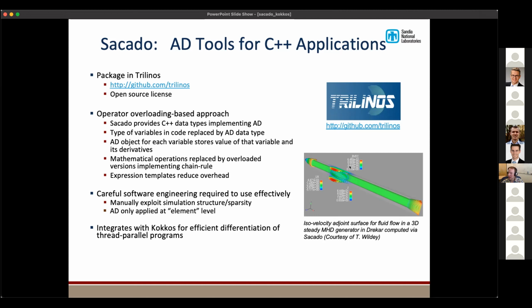This picture on the right here is an example of computing an adjoint surface using this technique in a code called Drekar that is developed at Sandia for doing CFD and MHD type calculations. And then the subject of this talk is that we've integrated these tools with Kokkos, so that if you have a code that uses Kokkos for its finite element assembly or whatever calculation it's doing, then we can differentiate that thread parallel code with Sacado. And what I'll do in the remainder of the talk is describe how that works.